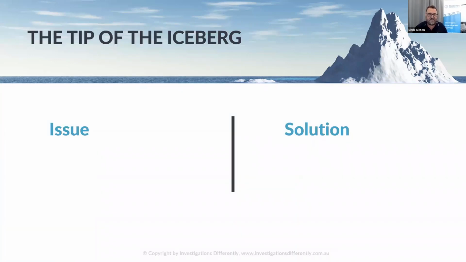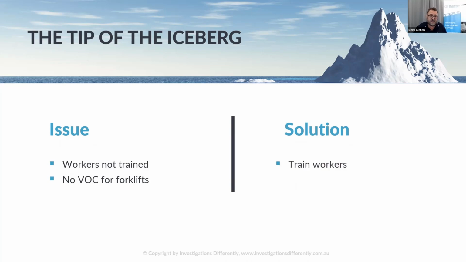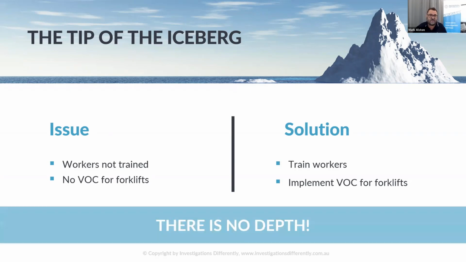So if we look at this, a worker not trained or no VOC for forklifts, we know they're organisational issues, right? And they're easy to fix. We'll just train the workers. We'll implement a VOC for forklifts. Organisational solution, organisational issue. Pretty simple, right? Do these sound familiar to you with your own investigations? There's no depth, right? And we know that.